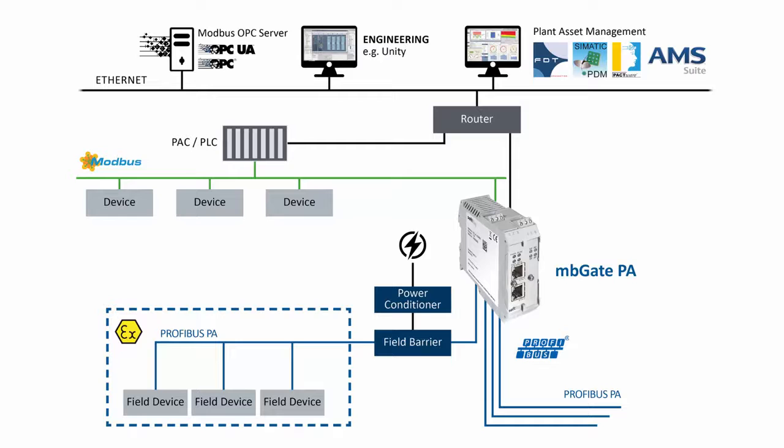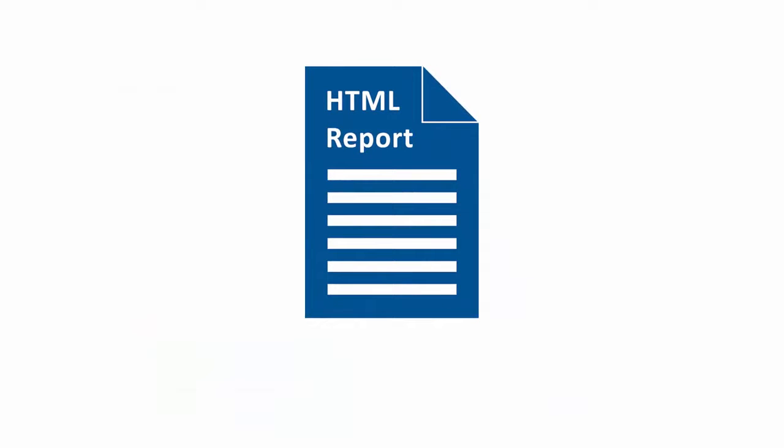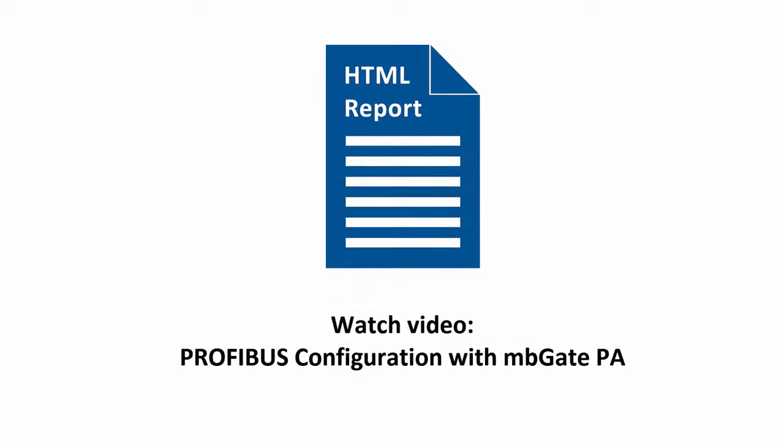In order to set up Modbus registers in Unity Pro for read and write operations, you require the HTML report from the mbGate PA. How to generate the Profibus configuration and the HTML report can be seen in the video Profibus Configuration with mbGate PA.